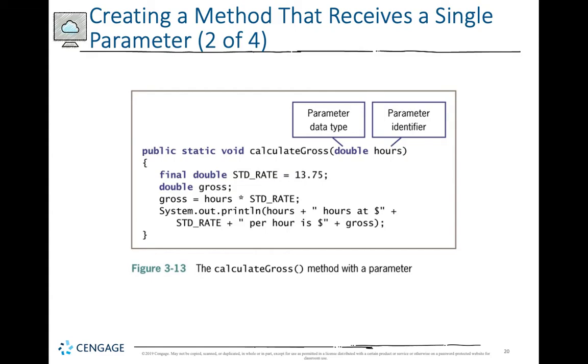All right, so final double standard rate. And this is a constant because you can see they've also taken the extra step to make it all caps with underscores, right? 13.75. And then we have double gross. This is another private member variable. It's inside the method. And so we have a calculation. It says gross equals the hours times the standard rate. And then we're doing a System.out.println of hours plus the string literal hours at $ plus the standard rate equals per hour is the gross.